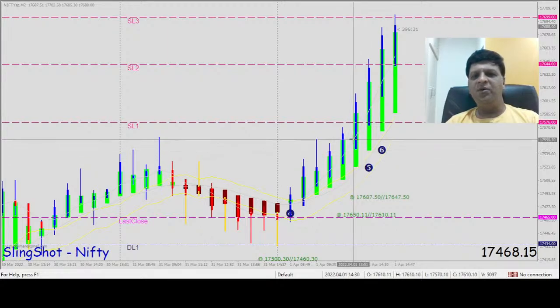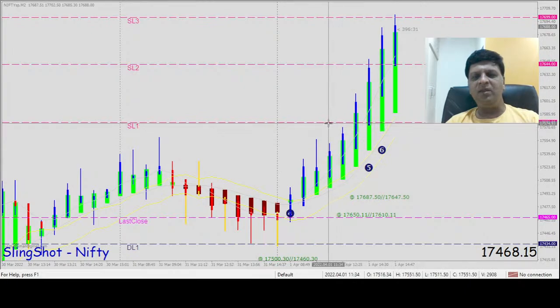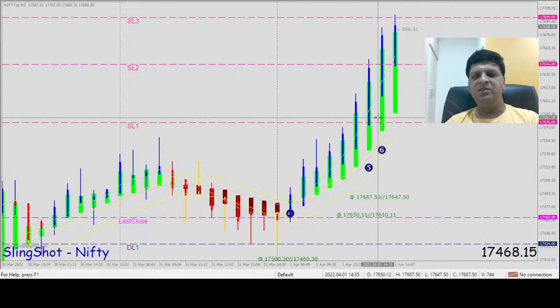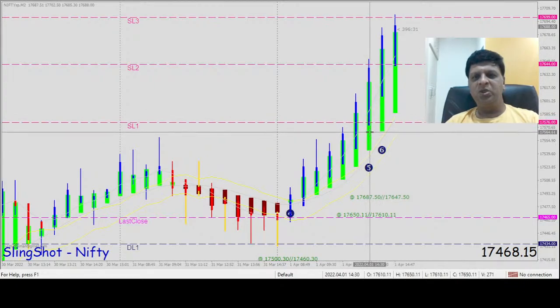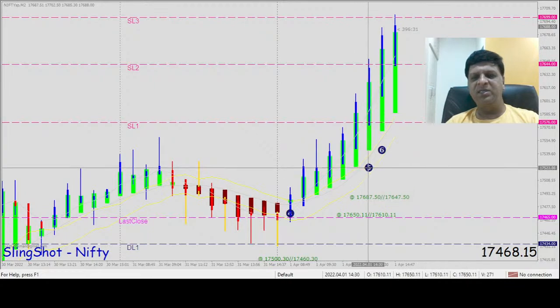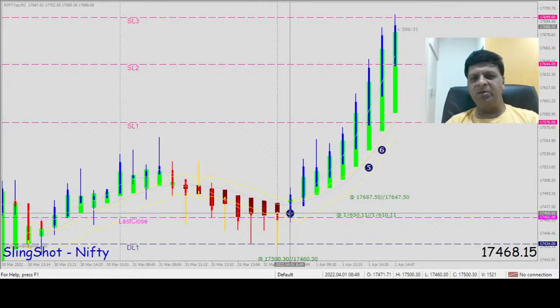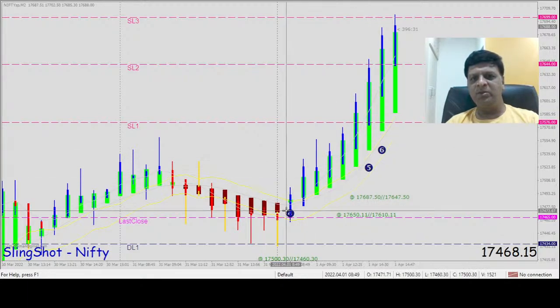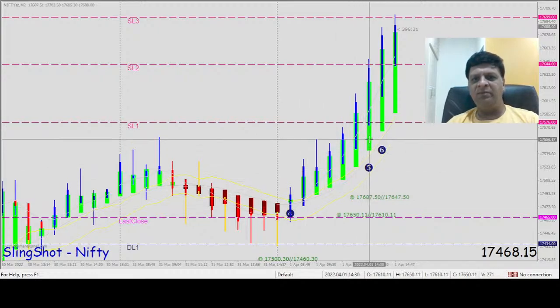So as we have penetrated into supply levels and successfully closed above it, in the subsequent move as well it sustained above the supply level. So the SlingShot has generated another long trade, which is this in this case. This is the first trade you've been continuing to ride from 17500, and this is your second trade, initiated at 17650. So from here to here you have captured about 150 points.